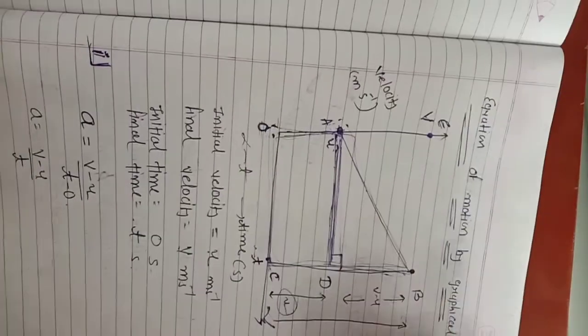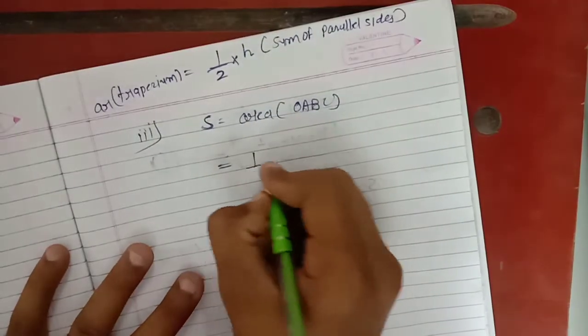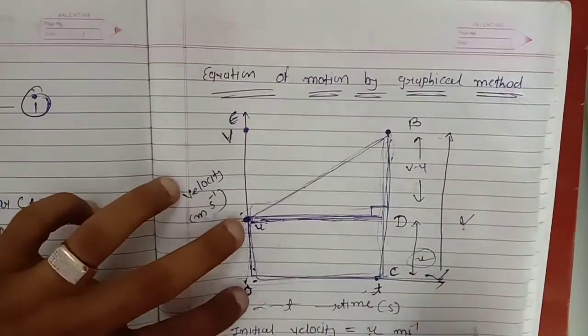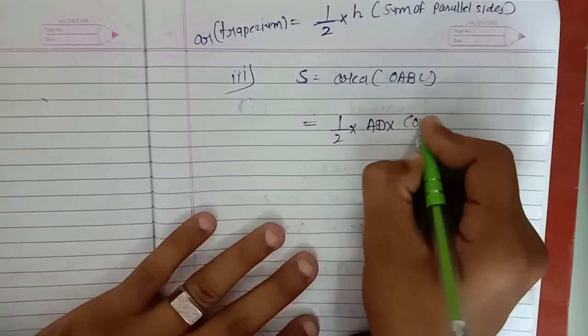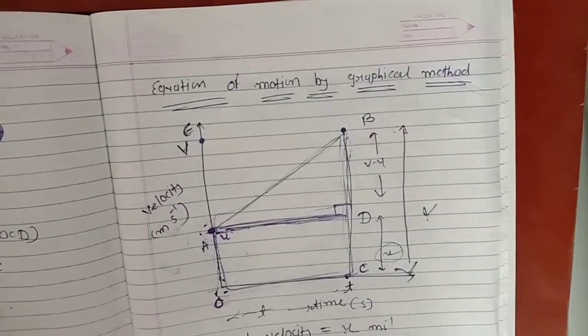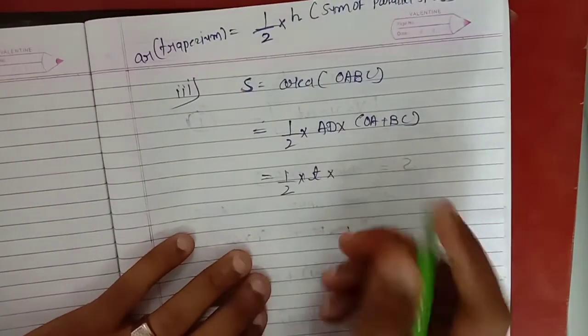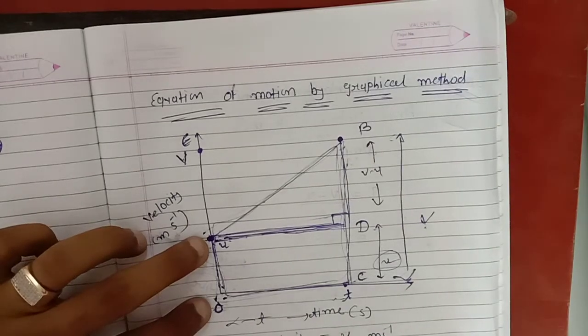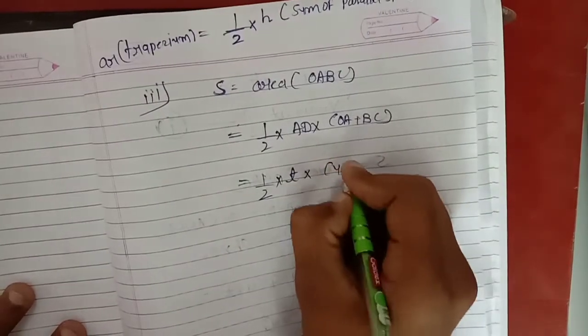So here this one is the trapezium. This one is its height. Height is what? AD. So I write here 1/2 into height, AD, and the sum of the two parallel sides, OA and BC. So the sum of parallel sides is OA plus BC. 1/2 AD: AD means OC, and OC means T. And OA plus BC: OA means U and BC means V. So U plus V.